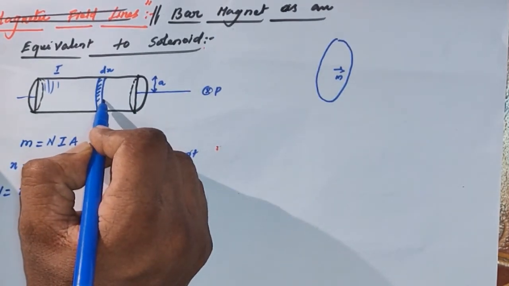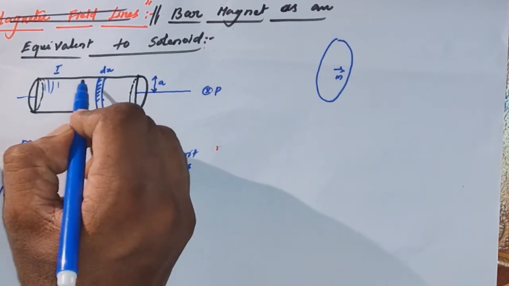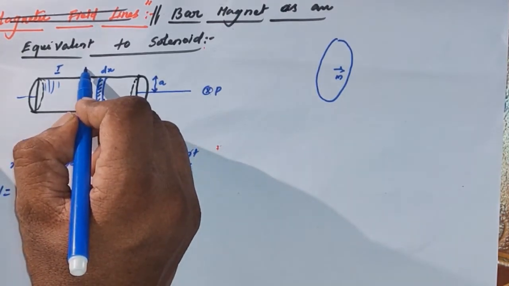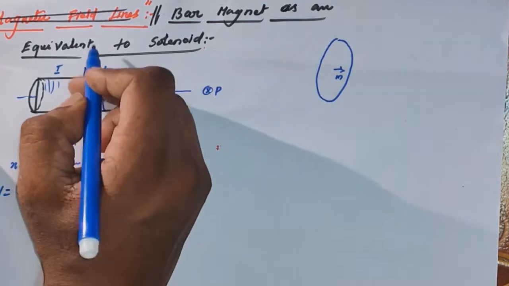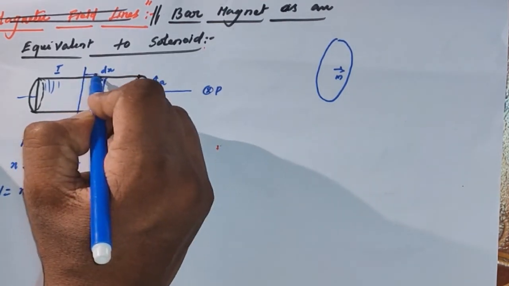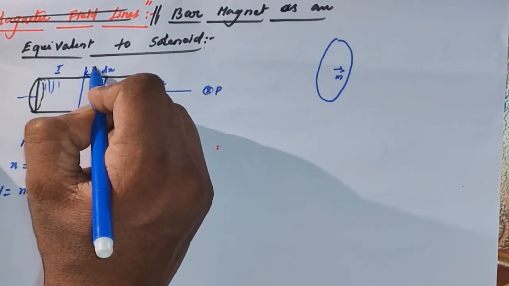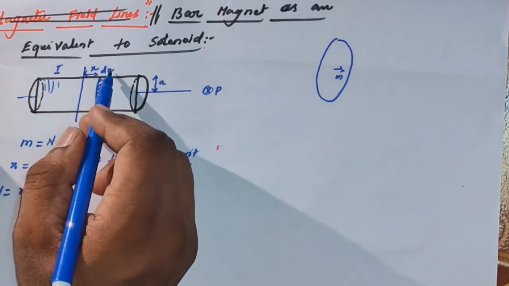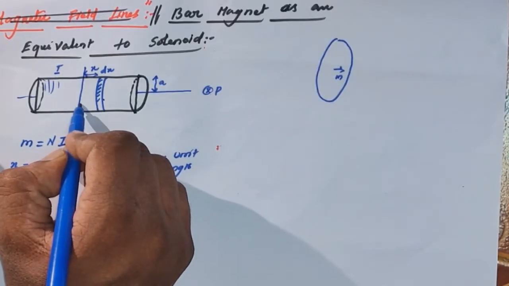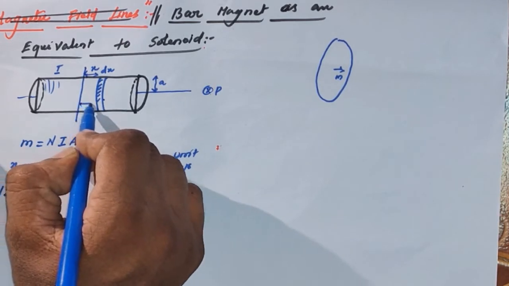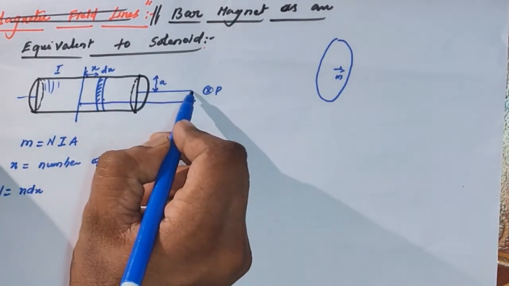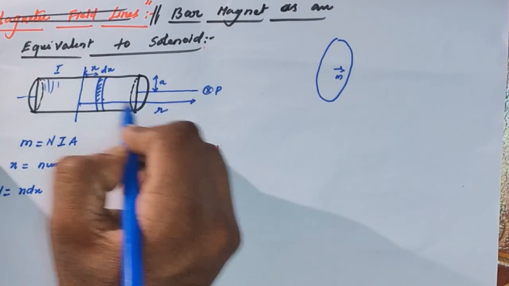So for the dx element, consider the center of the solenoid would be here. That would be the y-axis. The distance of the element from the center is x. The thickness is dx. The location where we are going to measure the magnetic field, that point location would be the small r.